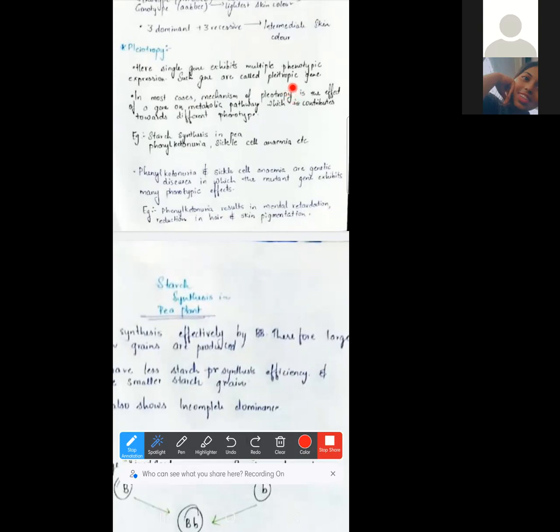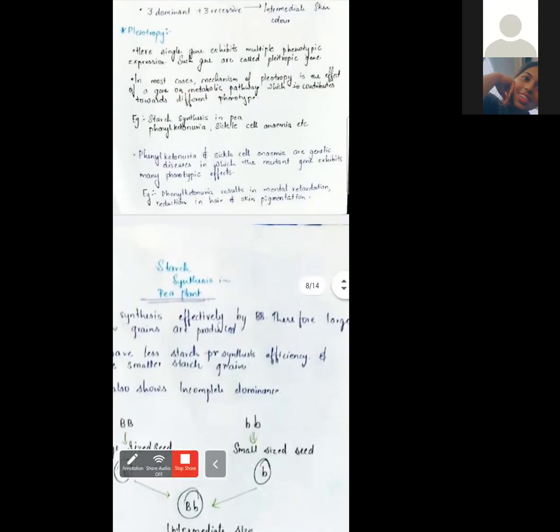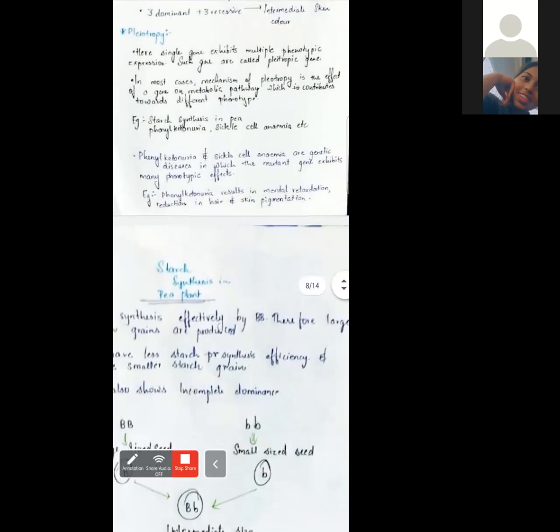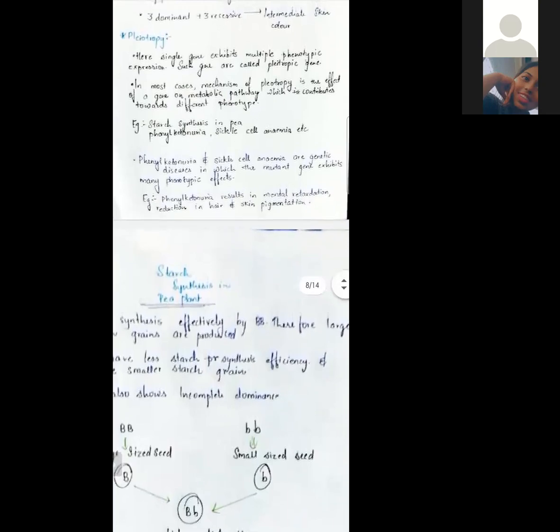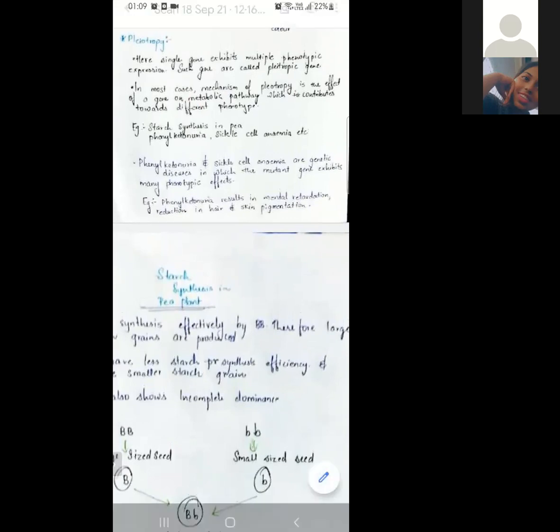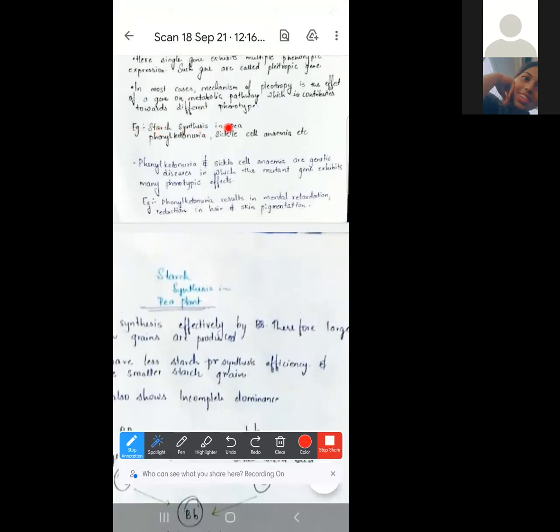pleiotropic genes. Now, in most cases, the mechanism of pleiotropy is the effect of a gene on a metabolic pathway which contributes towards the different phenotypes. When a gene affects our metabolic pathway, pleiotropy occurs. Examples of pleiotropy are given here: starch synthesis in pea, and phenylketonuria and sickle cell anemia in humans.